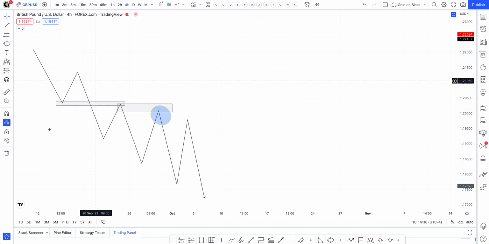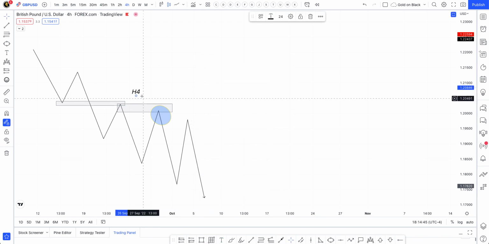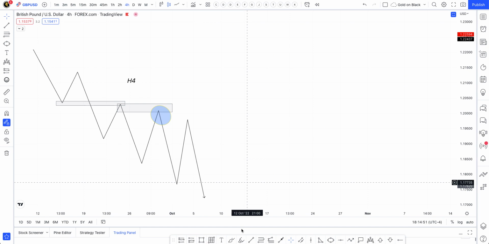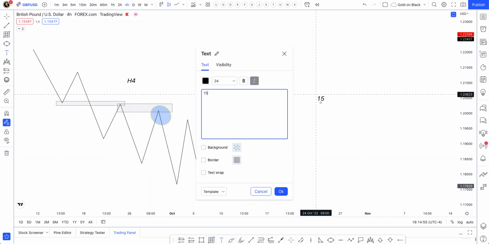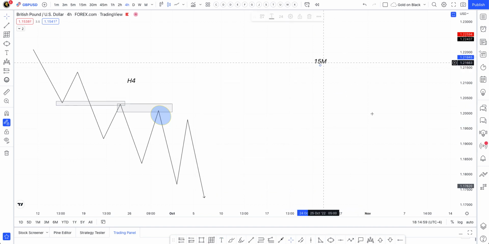So if I zoom in, this is an H4. Right, this is H4. If I zoom in maybe to 1 hour, 30 minute, 15 minute, let's say 15 minute. You want to do it on 15 minute. So 15 minute, right? This is the 15 minute time frame right here.